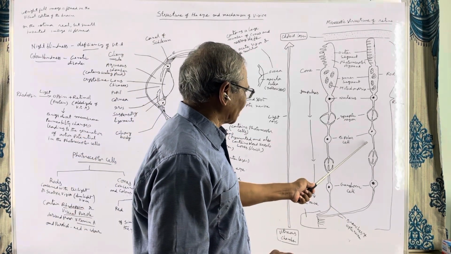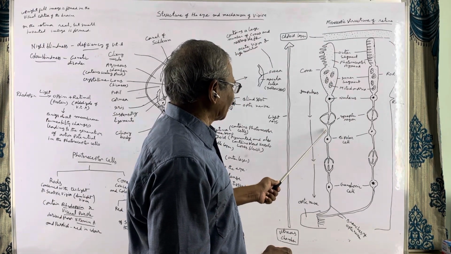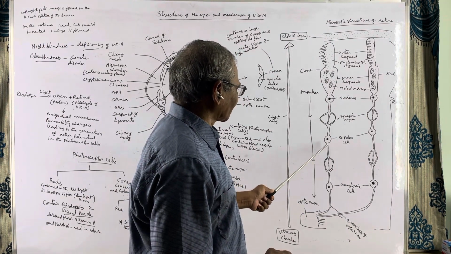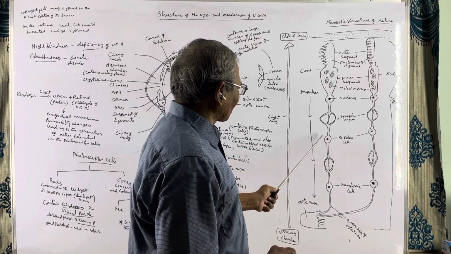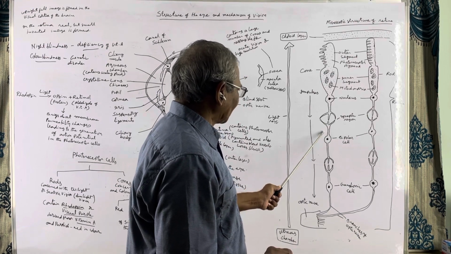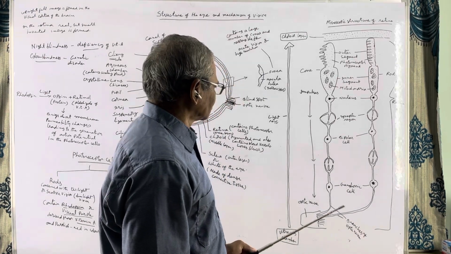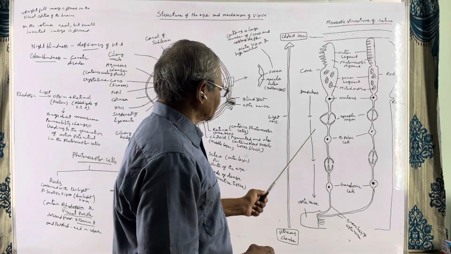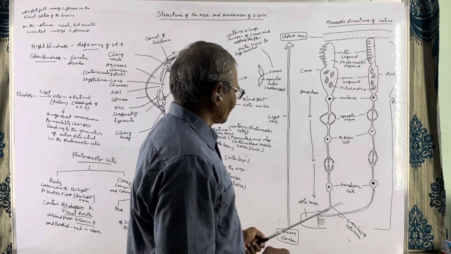These are the bipolar cells. They have only two processes. This is the dendrite and this is the axon. The bipolar cell receives signals through dendrite and sends them away through axon. Like this. These are axon terminals here and here.